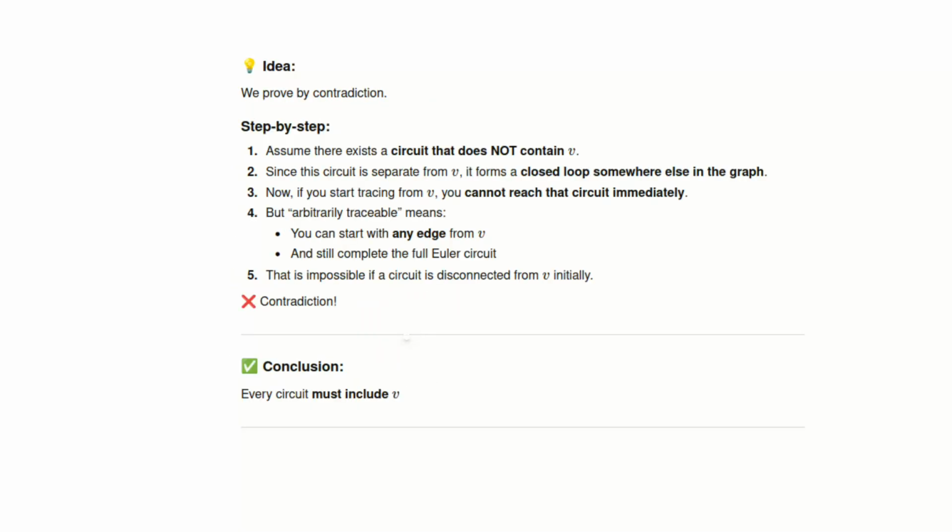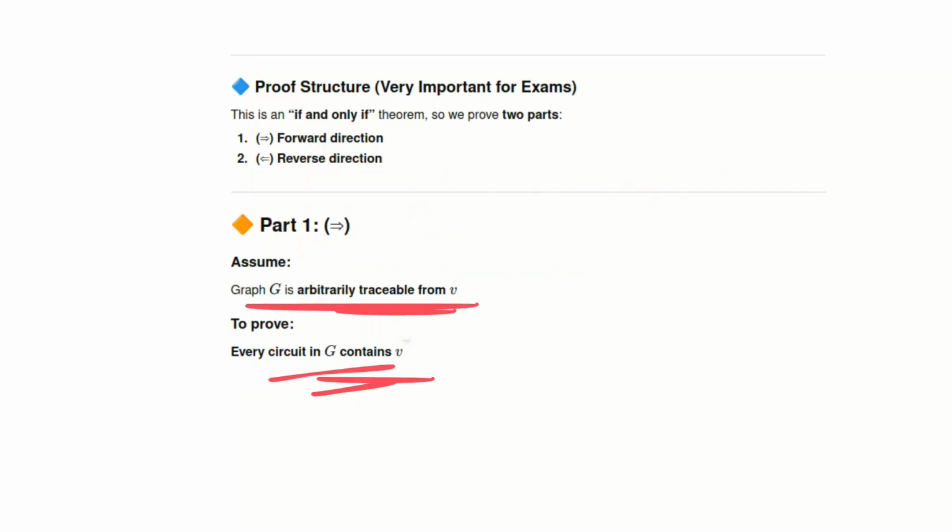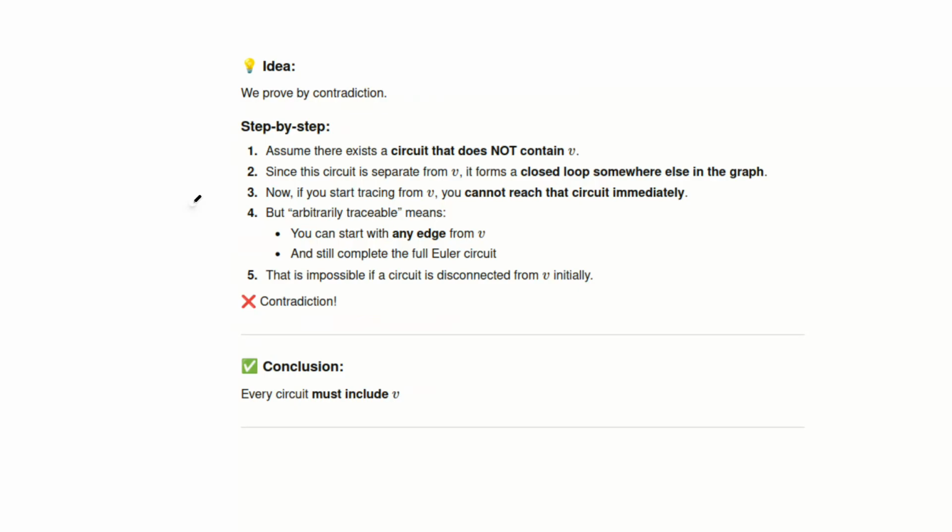So for proving this, we have to show that every circuit in G contains V. We are going to prove it by contradiction. Let us consider the opposite: assume there exists a circuit that does not contain V. Since the circuit is separate from V, it forms a closed loop somewhere else in the graph, separately forming a closed loop somewhere else.